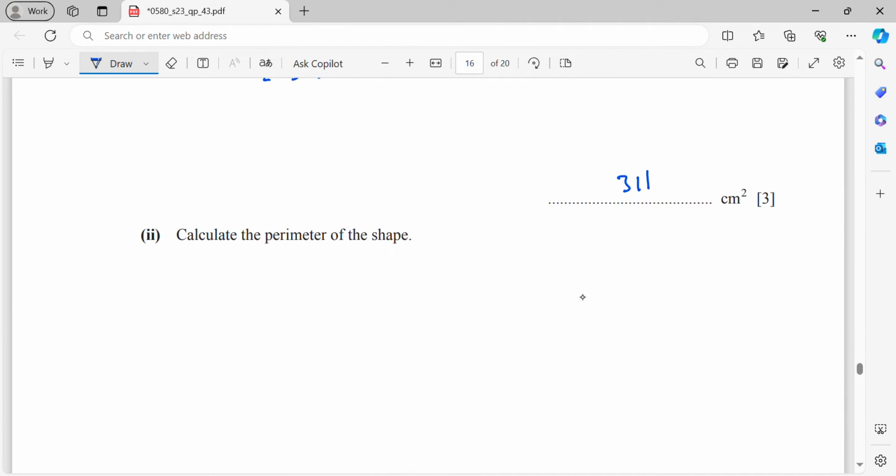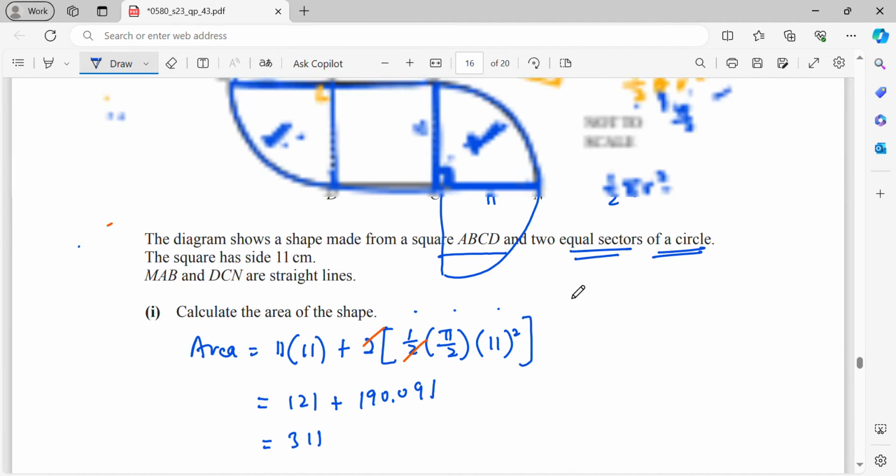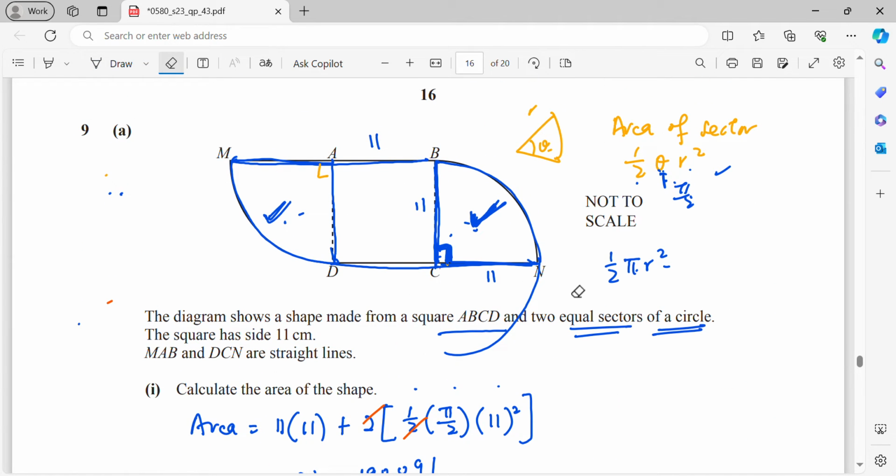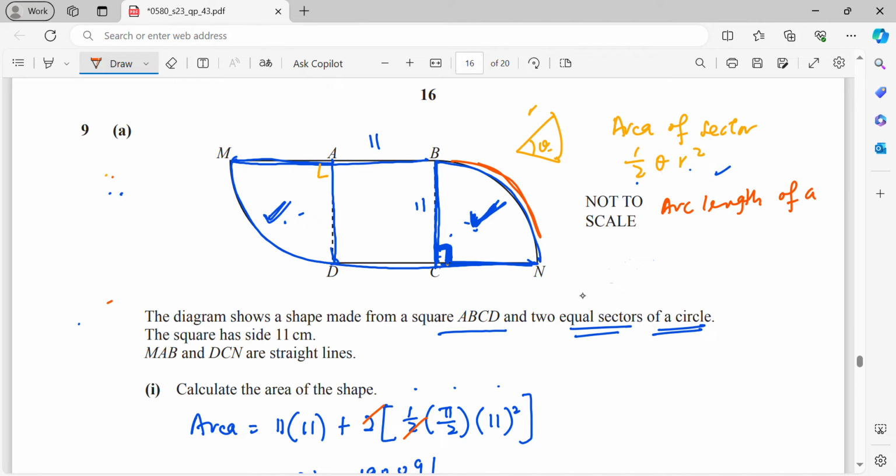Now calculate the perimeter of the shape. So for the perimeter, now I erase this. I need to find out what my arc length is. So the arc length of the sector is theta r. Again, your theta is pi over 2. So here, this is theta r.